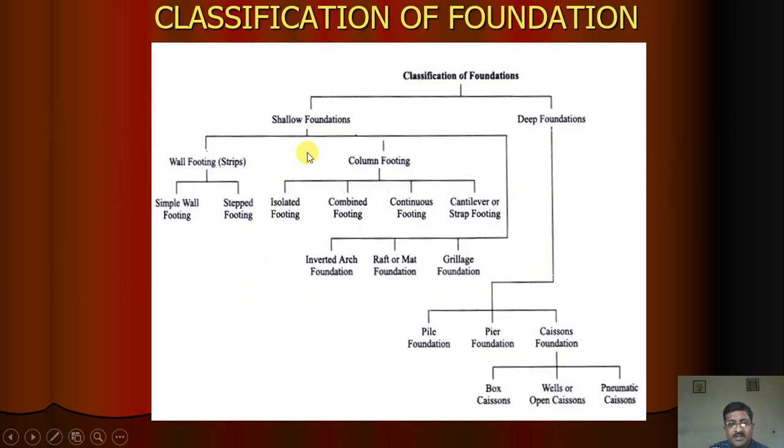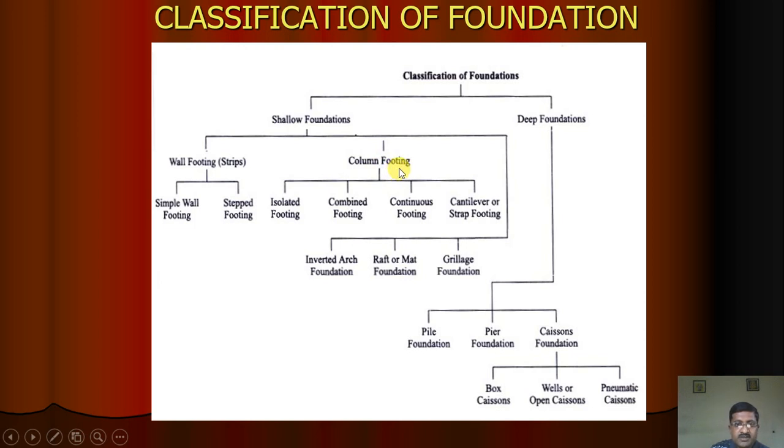This is a flow diagram of various types of foundation. You can see foundations are classified into two categories: shallow foundation and deep foundation. Shallow foundation is further classified into wall footing, which is also called a strip foundation, that is subdivided into simple wall footing and stepped footing. Then it is also categorized as column footing.